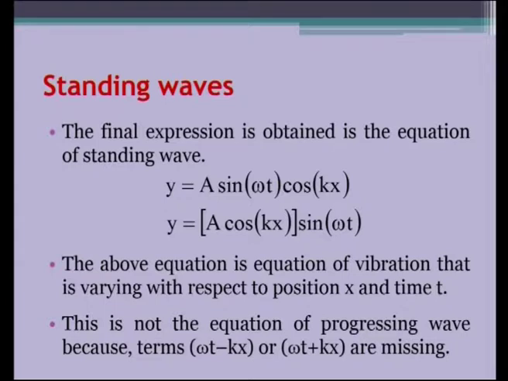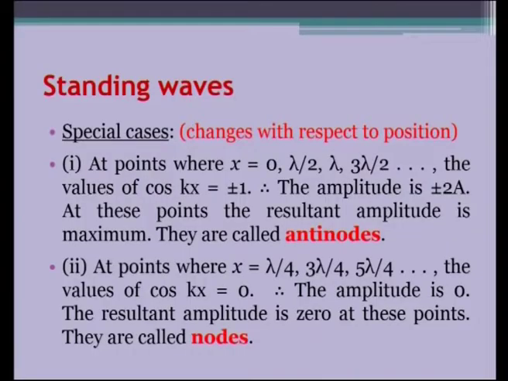The above equation is the equation of vibration that is varying with respect to position x and time t. This is not the equation of progressing wave, because the terms omega t minus kx or omega t plus kx are missing in them. Now, we will take up the special cases for discussion, because the spatial variation and also the time variation are going to decide the final displacement. So, let us take the two cases and see how the standing wave pattern appears. Let us take the discussion further.